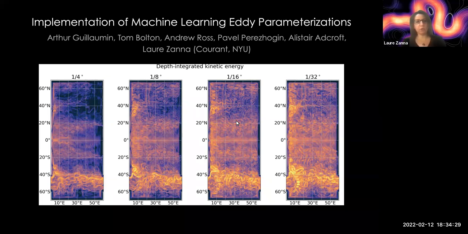So I'm going to talk about some work done with Ultra Guillemin, Tom Bolton, Andrew Ross, Pavel Perez-Hogan, and Alistair Adcroft on the implementation of machine learning parameterization of mesoscale eddies.